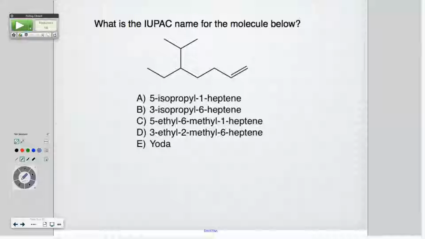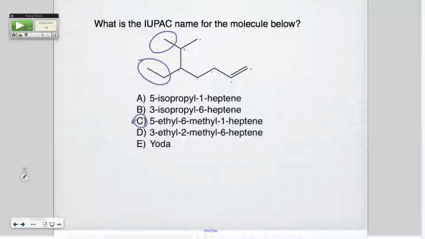What's the longest chain? 7. 1, 2, 3, 4, 5. So what have we got? Methyl and ethyl. 5 ethyl, 6 methyl, 1 heptene. Everybody see where the 1 heptene's coming from? And see, I didn't give you that, or 5 ethyl, 6 methyl, hept, 1 E. Yeah, I mean, that's just not gonna help. You want me to do that? No.